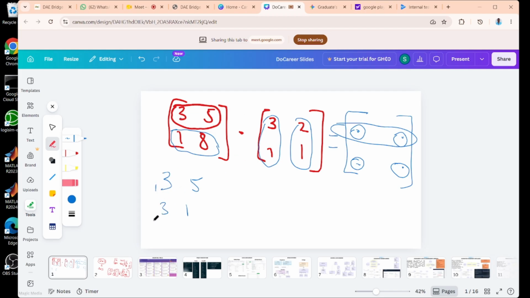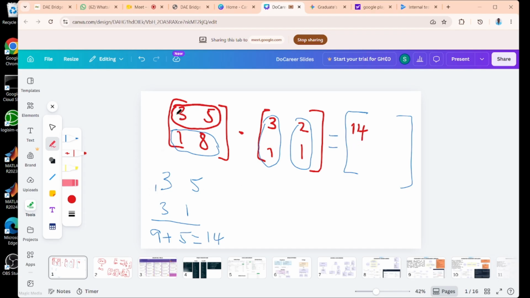So what I do is that this and this will give me 3 times 3 will give me 9, plus 5 times 1 will give me 5. That will be equal to 14. So the first result here is 14.